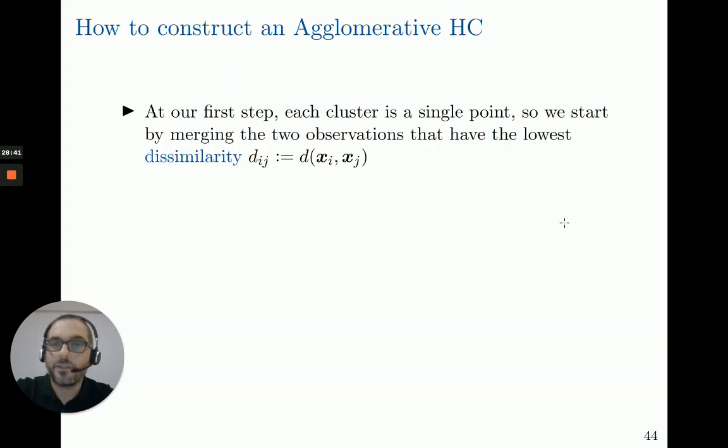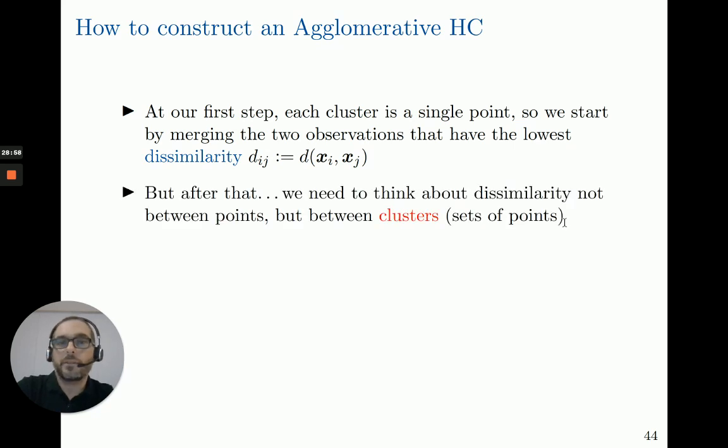Okay. So how we're going to construct the agglomerative hierarchical clustering. At our first step, each cluster is a single point. So we start by merging the 2 observations that have the lowest dissimilarity.